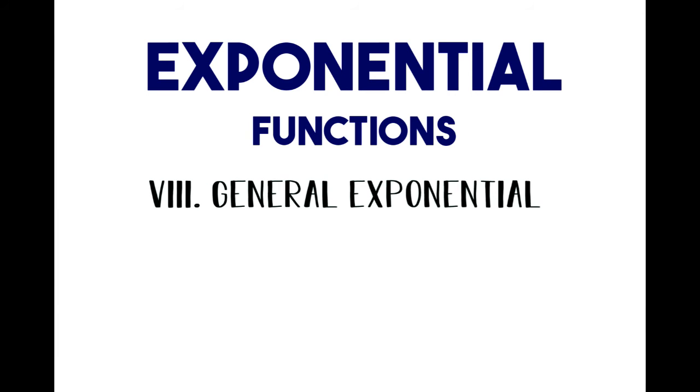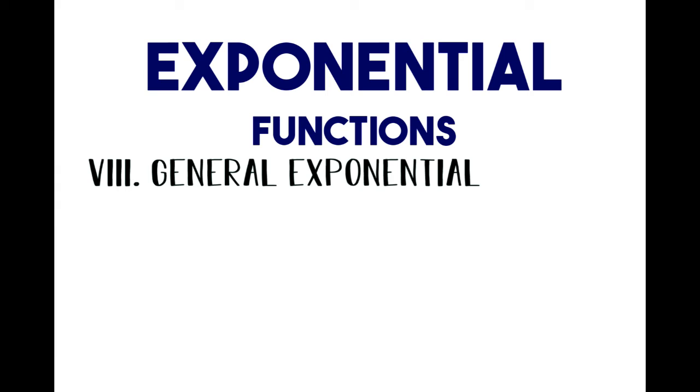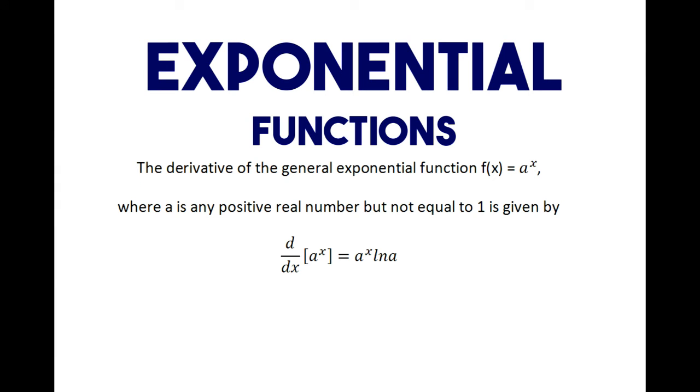Theorem number 9. The derivative of the general exponential function f of x equals to a raised to x. The derivative of the general exponential function f of x is equals to a to the power of x, where a is any positive real number but not equal to 1. It's given by the formula d over dx of a raised to x equals a raised to x times ln a. Let's proceed to the second example.